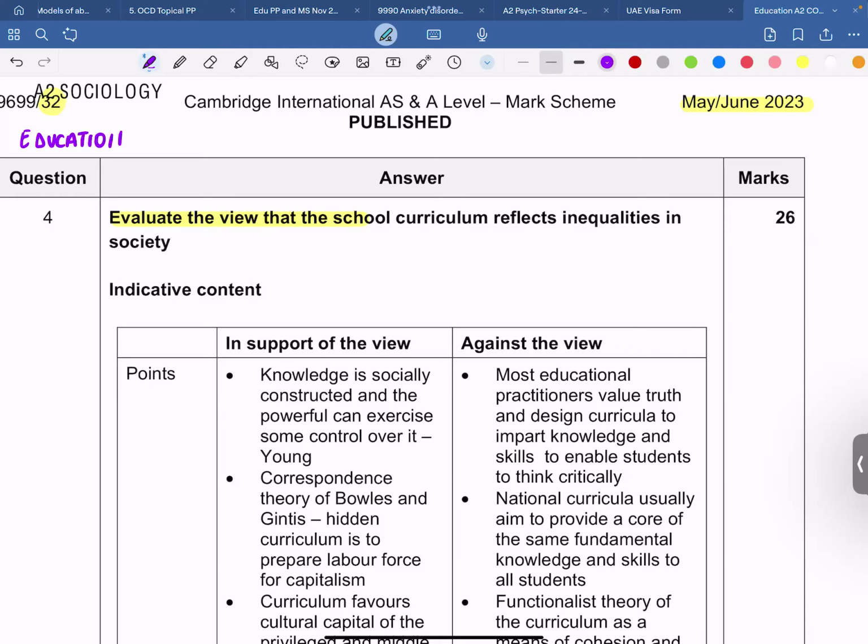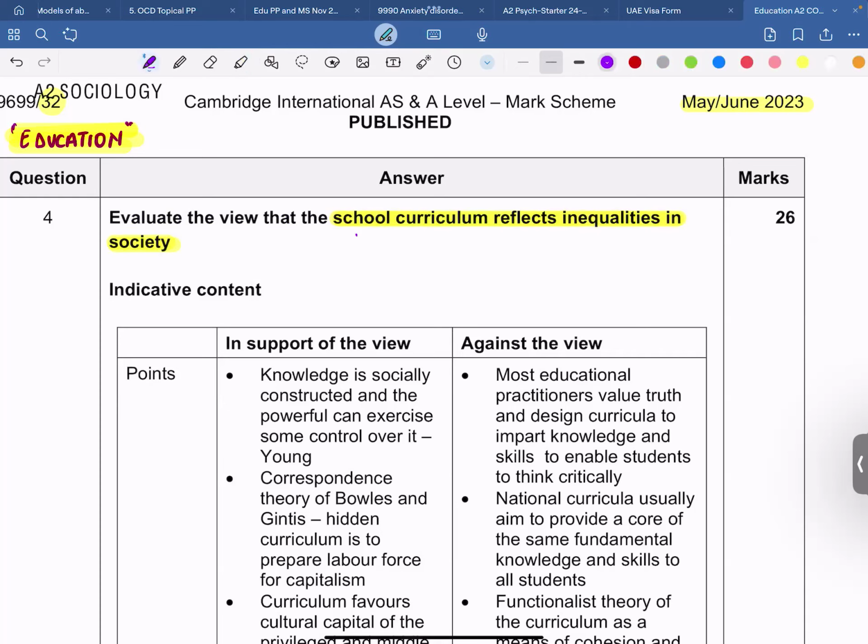So to begin with, this 26-mark evaluative essay question has a statement and we're expected to evaluate that statement. The statement reads that school curriculum reflects inequalities in society.